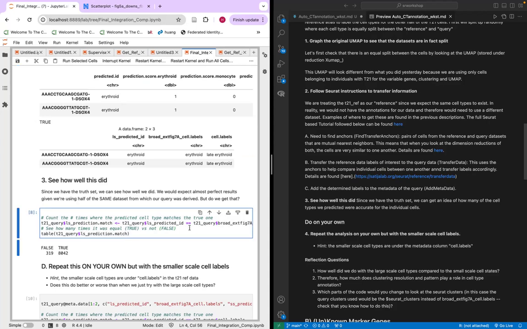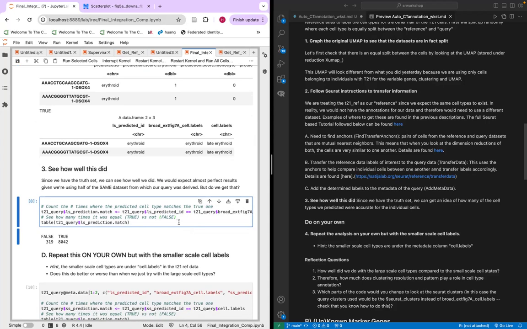And so because we have that actual truth set, we're able to see how well we did. In this case, I'm just seeing in which places the predicted ID matches the true ID. Obviously, if you're using a real query set where you don't know the truth, you can't do this. But this is meant to give you an idea of, in the best case scenario, how well we're doing. So as you can see, we're not perfect, but we're doing pretty well.